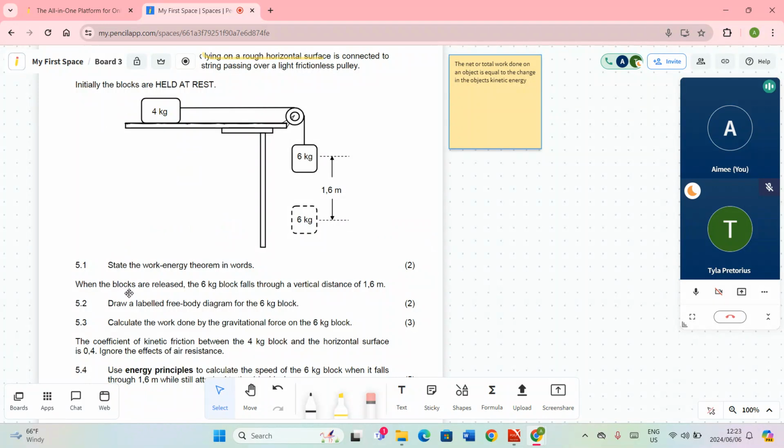Okay, when the blocks are released, the 6-kilogram block falls through a vertical distance of 1.6 meters. Draw a labeled free body diagram for the 6-kilogram block. So you can see, again, it's a 2 mark allocation. Usually the mark allocation is an indication of how many forces should be on your free body diagram. Please remember that you really, really do need to draw these with a ruler.